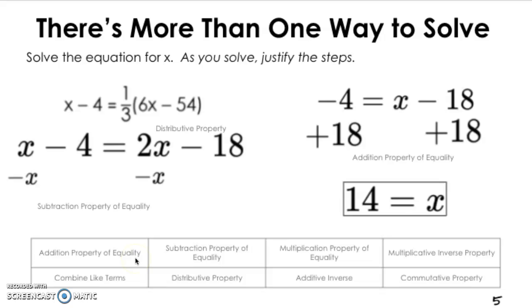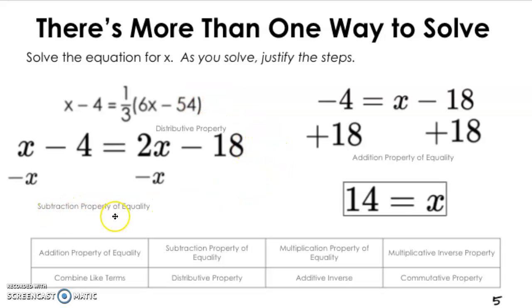Okay, and lastly, I want to explain our justification for these steps. So there's really only a few that you'll work with today, and they are down below. This can be your word bank as you think about how you are solving equations today. So in this example, the first step I listed was the distributive property. That's the first thing I did. I distributed or multiplied 1/3 by 6x and 1/3 by negative 54.